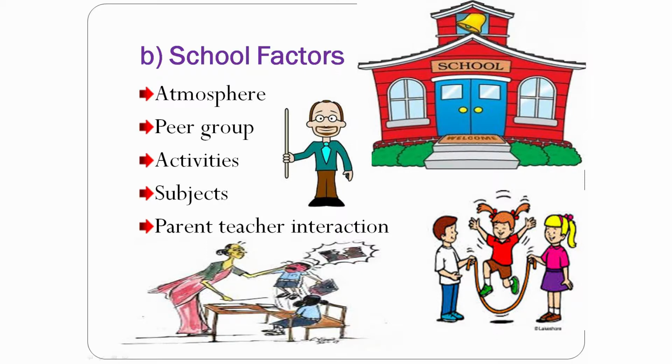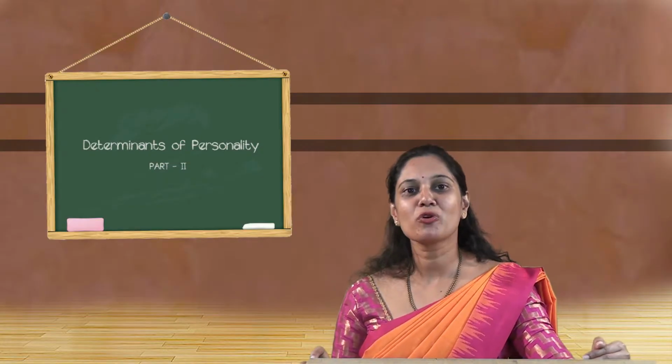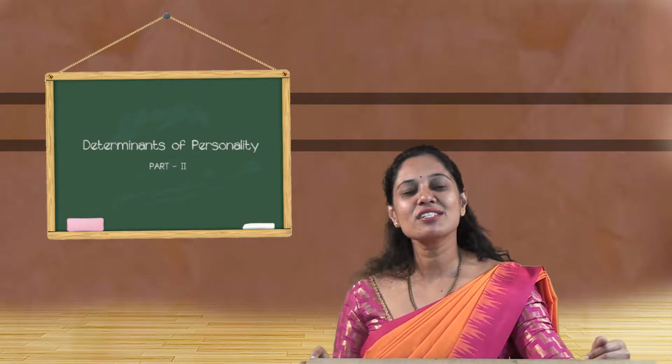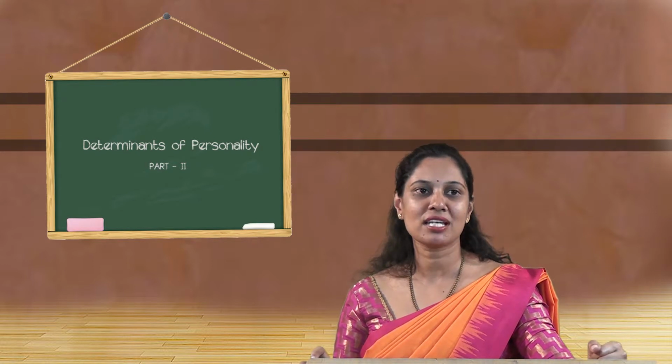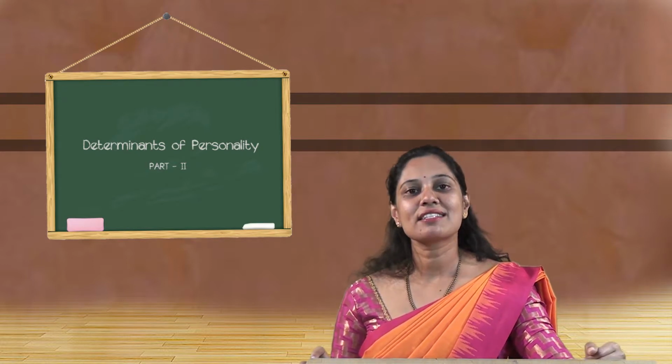We know that for a child born in this society, the major factor is the family and the next factor is the school. We start our schooling and our college days, and most of the time the school and college is one of the social institutions where we spend most of our time. So what are the school factors which influence personality? You can just look at the slide.